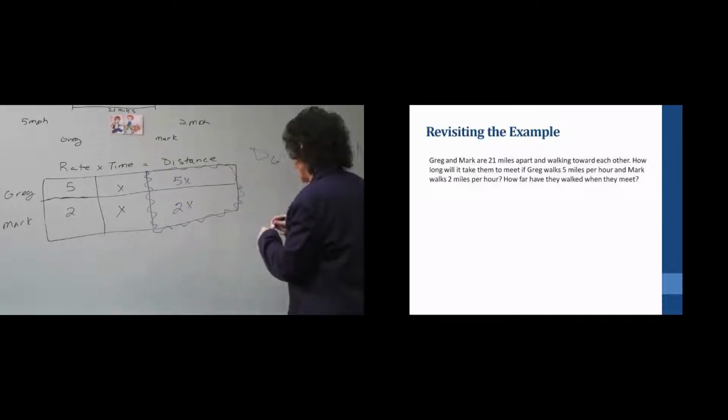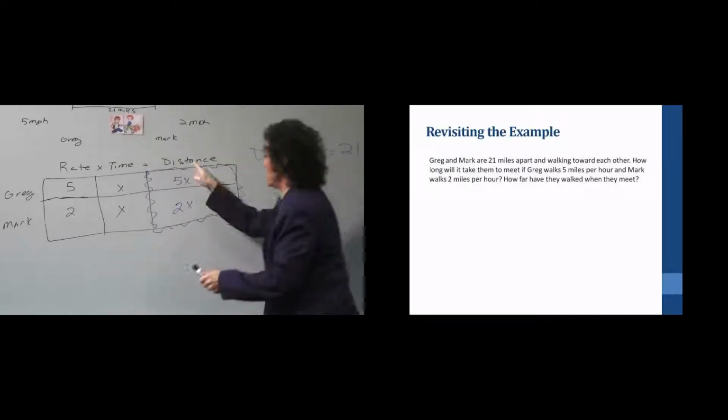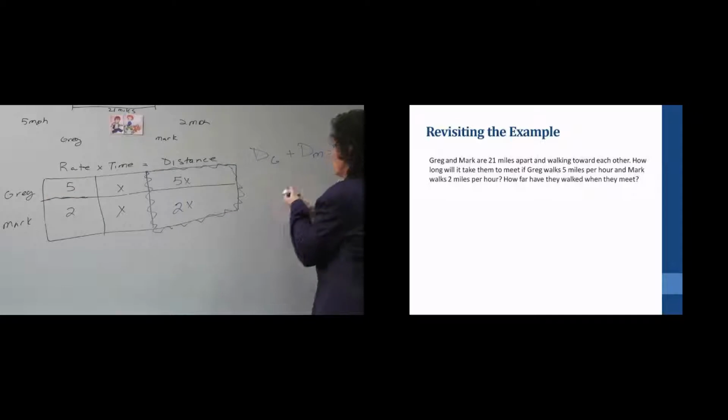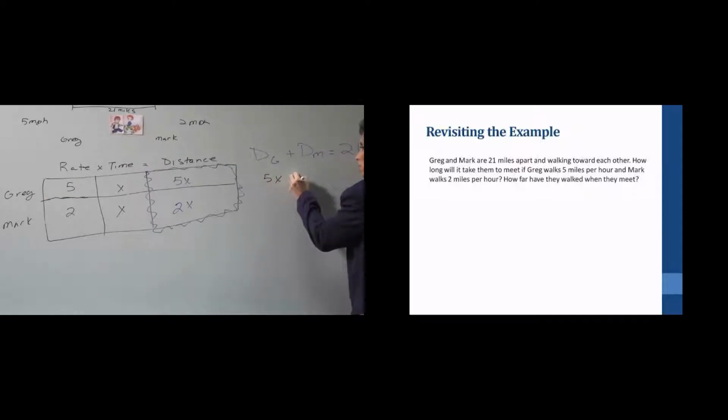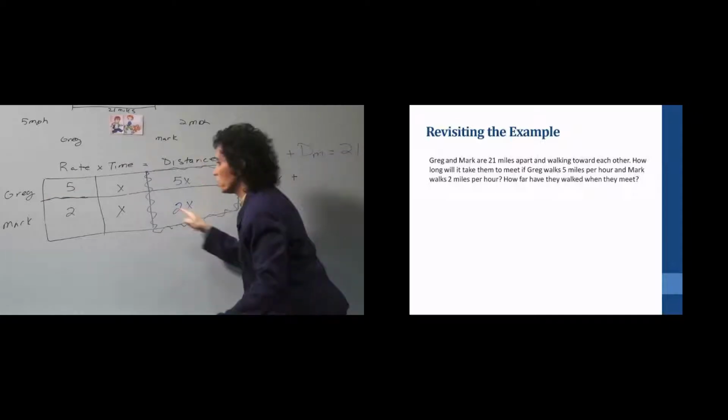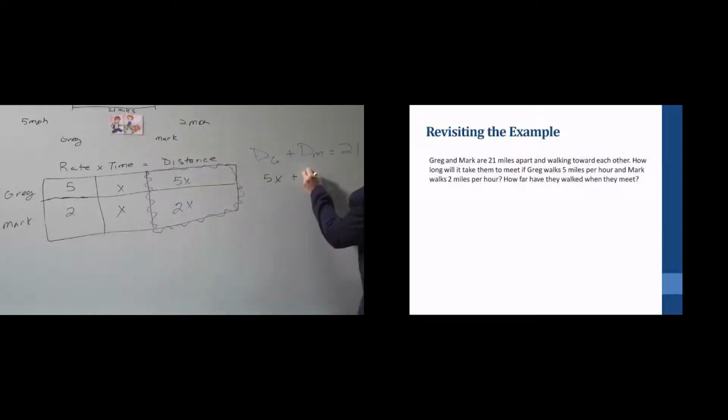So here's how I write my equation. The distance Greg walked is 5x. The distance Mark walked is 2x. And that equals 21. So this is 7x equals 21. That's so cool. Come on, you know it's cool. You know you're holding back. Okay, we divide by 7 and we get x equals 3.